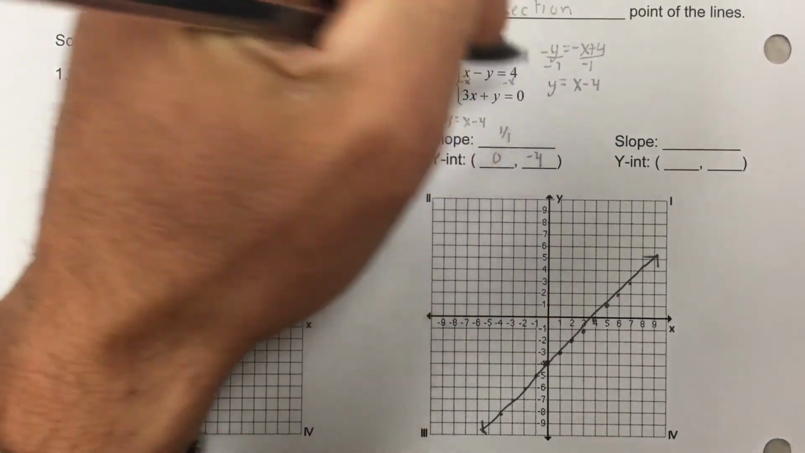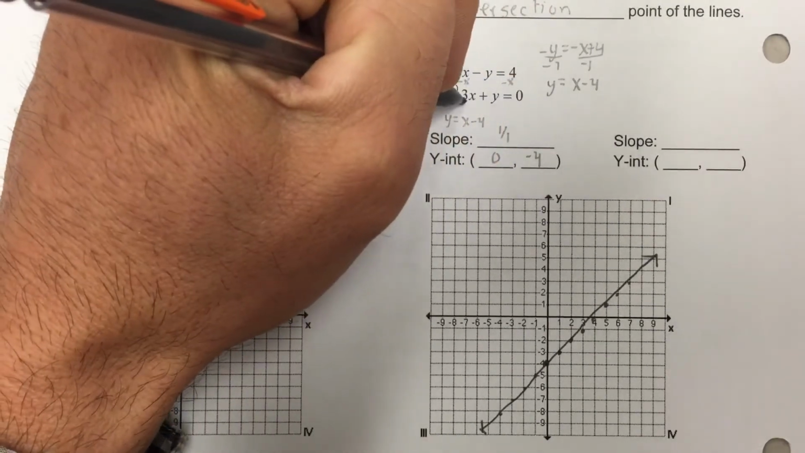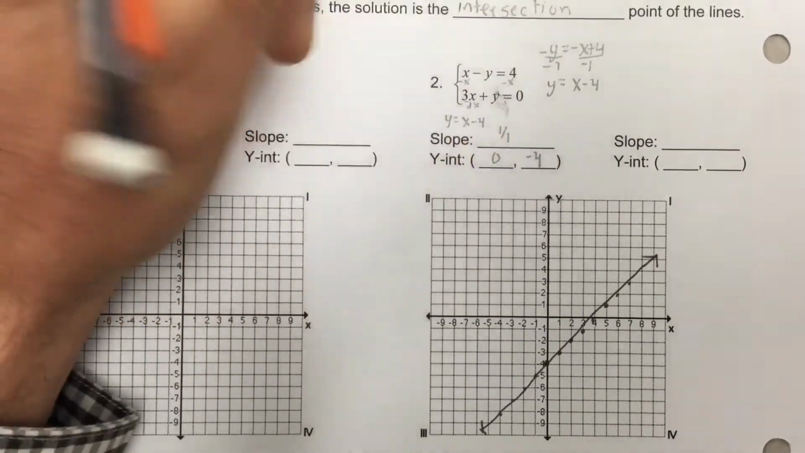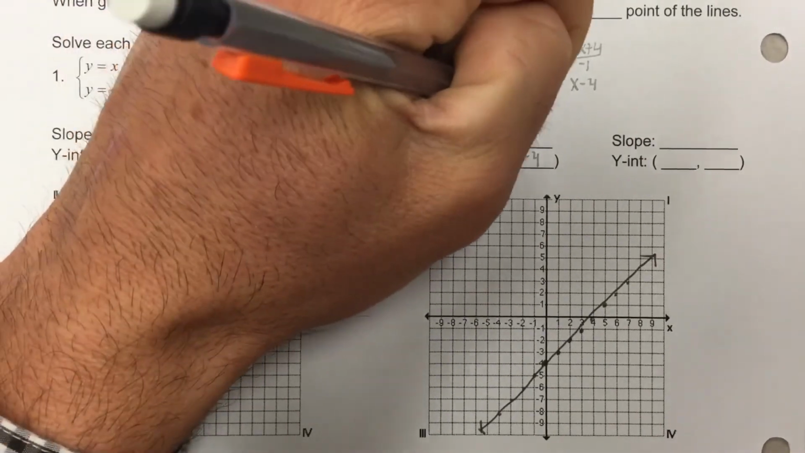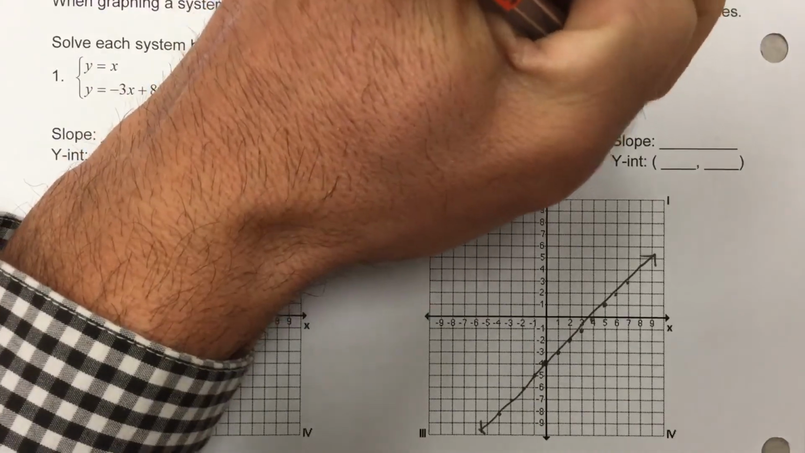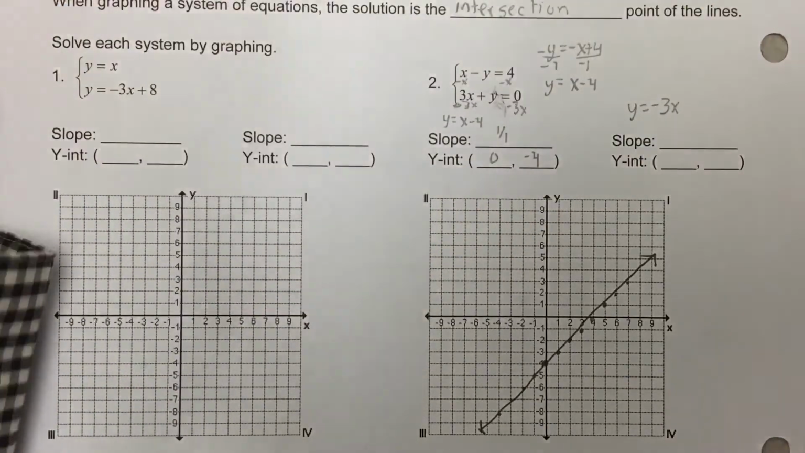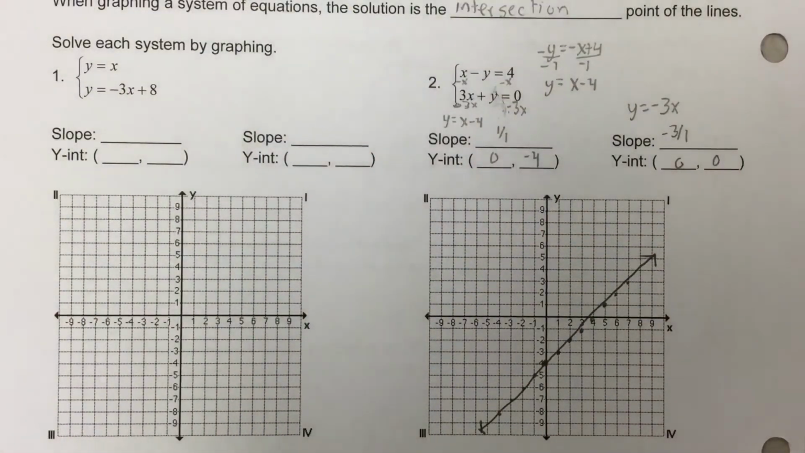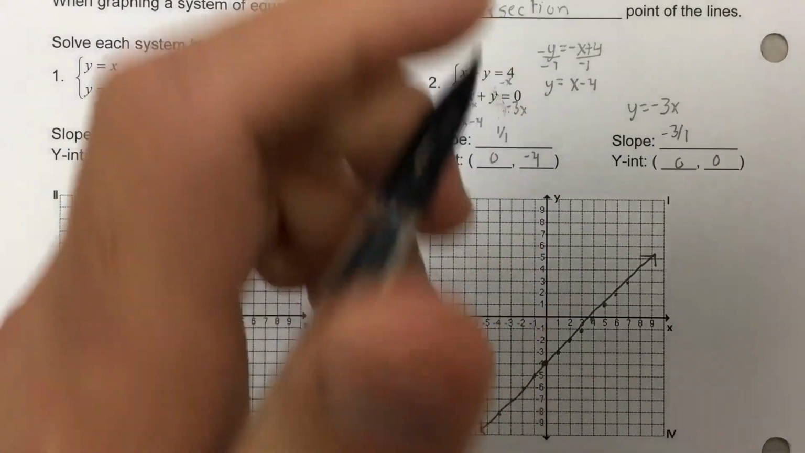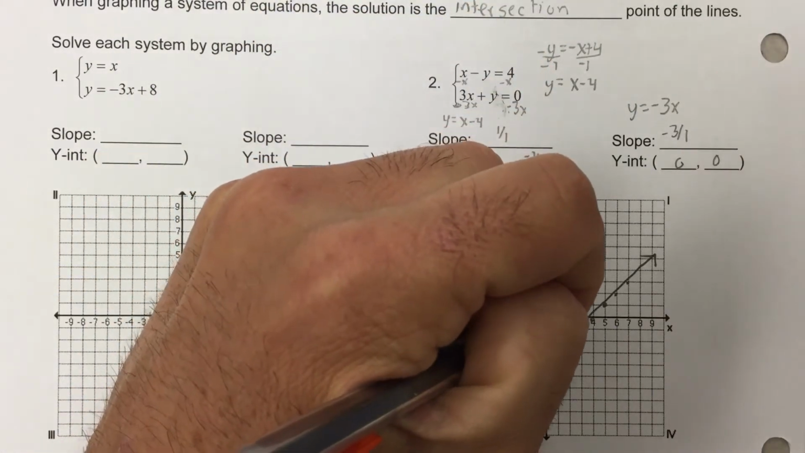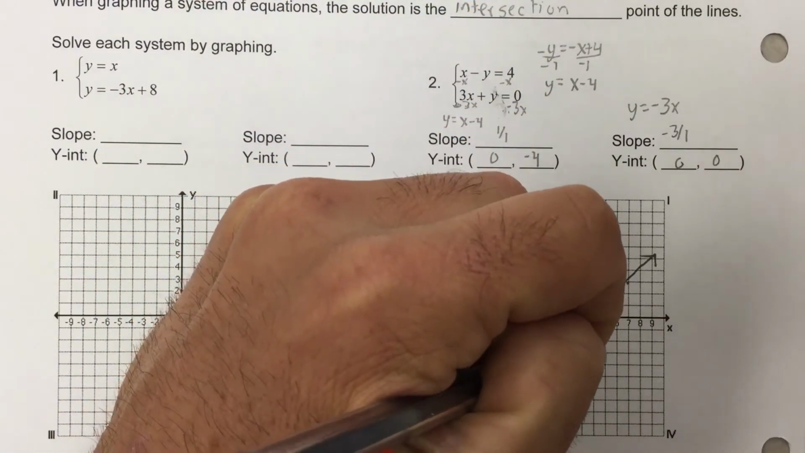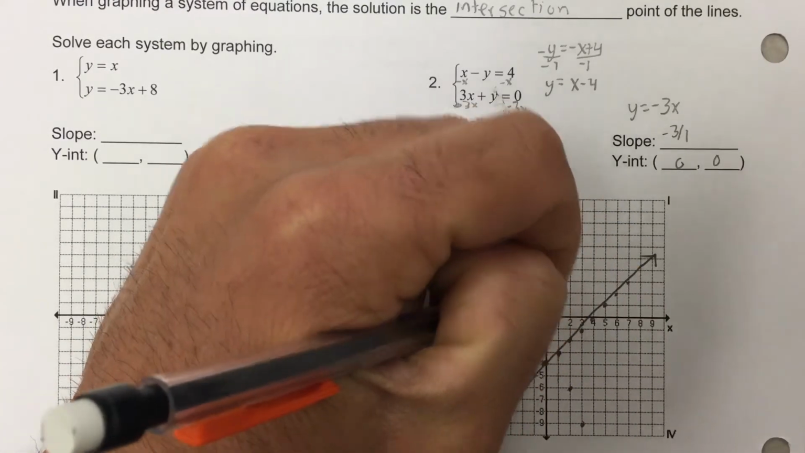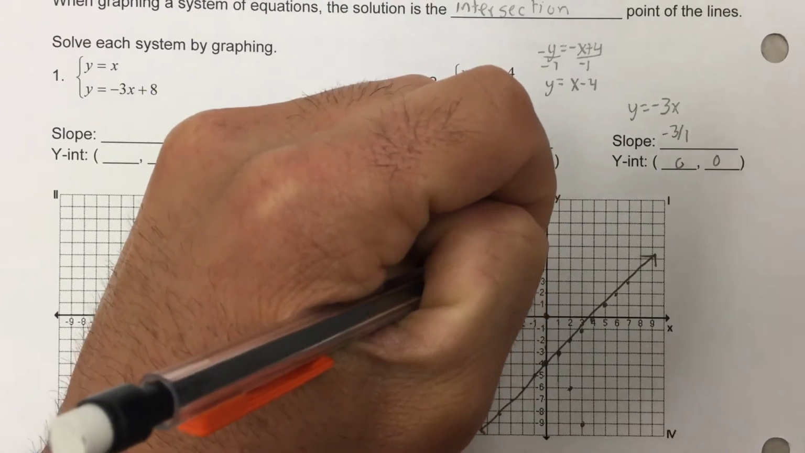For our second equation over here, I want to subtract 3x from both sides. So I'd end up with the equation y equals negative 3x, which would be a slope of negative 3 over 1 and a y-intercept of 0, 0. So here we would start at 0, 0 and go down 3, right 1, and we can also go up 3 and left 1.